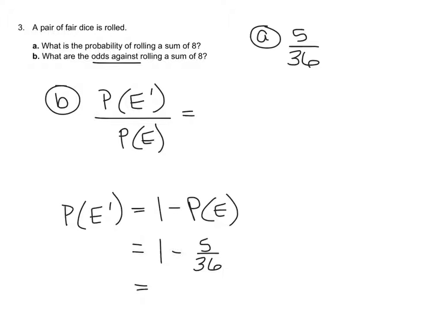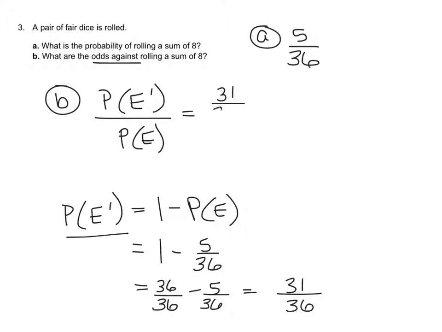And then to subtract fractions, I have to have a common denominator, but the number 1 can be written as 36 over 36. And then I'll subtract 5 over 36. And then to subtract, we just keep the denominator of 36 and then subtract the numerator. So 36 minus 5 is 31. And this is the probability of the complement of rolling a sum of 8. And this will be my numerator, which is 31 over 36.